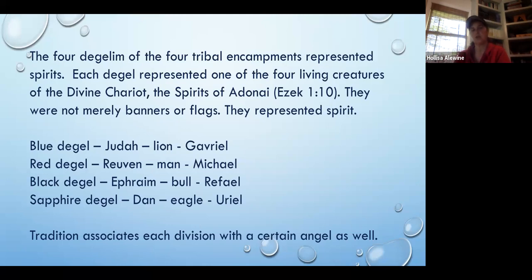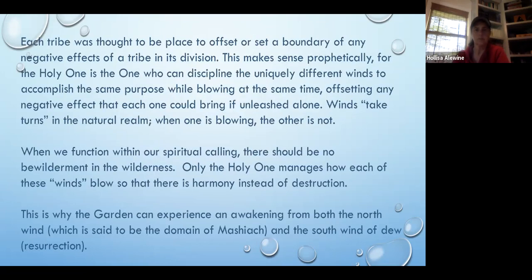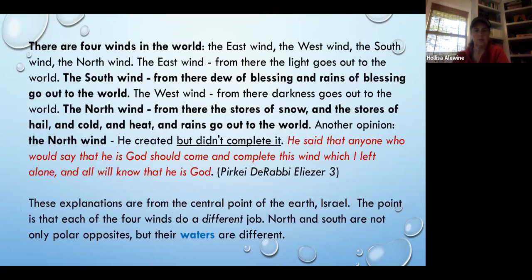But again, there's an association with these four angels: Gabriel, Michael, Raphael, and Uriel. And the way that they camped would have been to complement one another in terms of strengths and weaknesses.